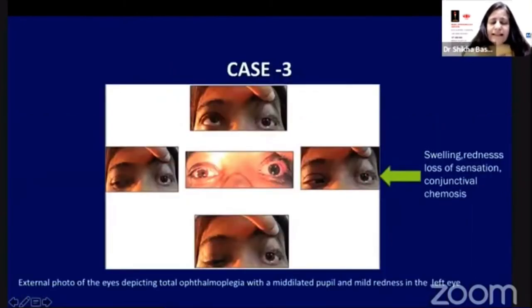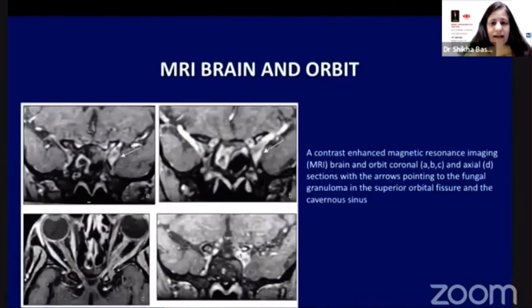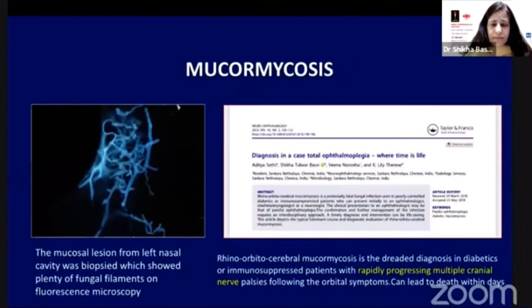This lady is an uncontrolled diabetic, and she has again multiple cranial nerve palsies, which are progressing very fast. It is associated with conjunctival chemosis, redness, and swelling. So this is a very dangerous sign. The patient had a fungal granuloma in the SOF area and cavernous sinus area, and it turned out to be a case of mucormycosis.